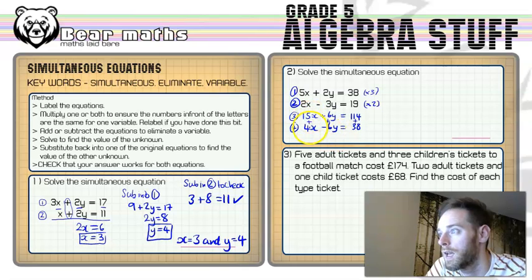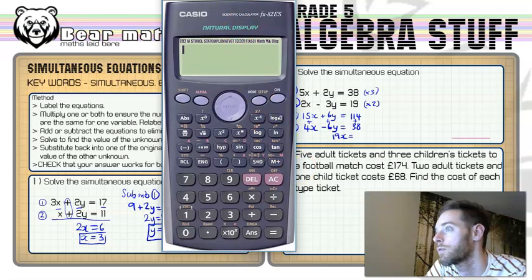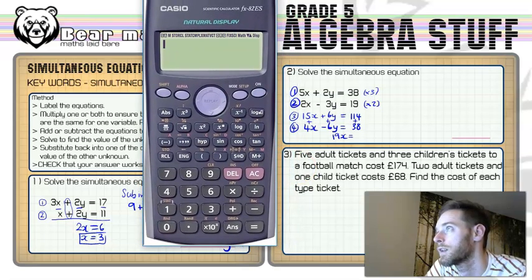We've got 15 x's, and then we add 4 x's, which gives us 19 x's. Okay, and if we have 114 plus 38, I'm going to bring the calculator in because I can't be faffed with trying to do mental arithmetic at this hour. So 114 plus 38 equals 152.